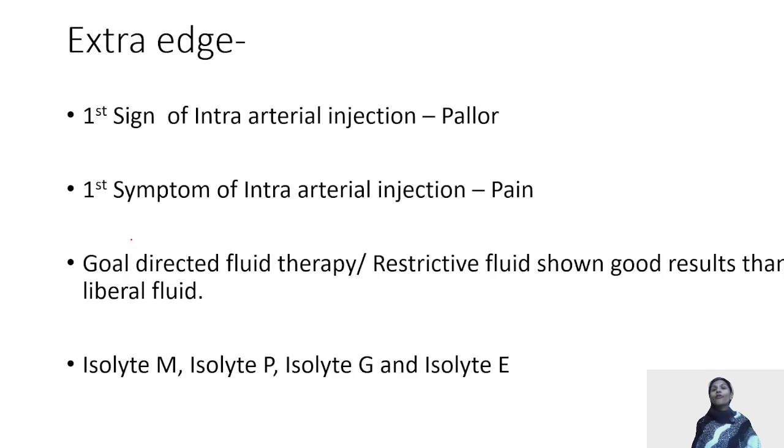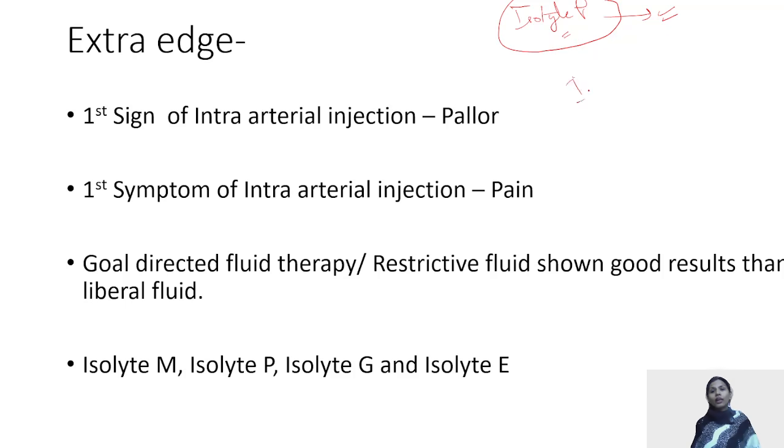And then you have four kinds of Isolyte. You have Isolyte P. If a case of a child comes and the fluid of choice is asked, and Isolyte P is in the option, P is pediatric, right? Because it has dextrose and it has a lot of water in it, because I have already told that children have more total body water than adults, right?